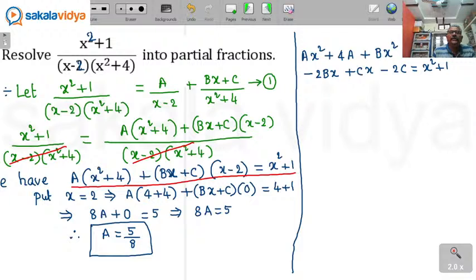So next, what we need to do: Ax square and Bx square, and from minus 2Bx and Cx, you need to take x common, and 4A we have minus 2C.